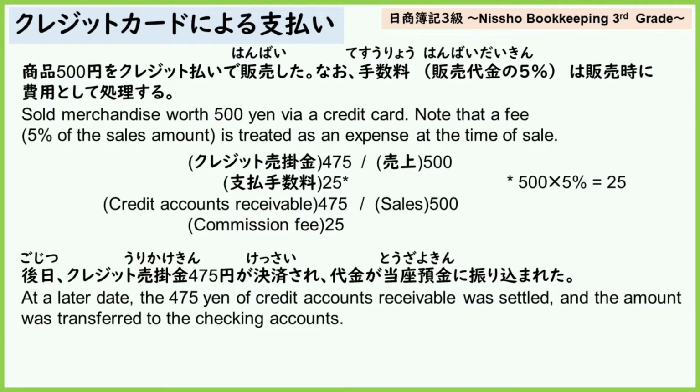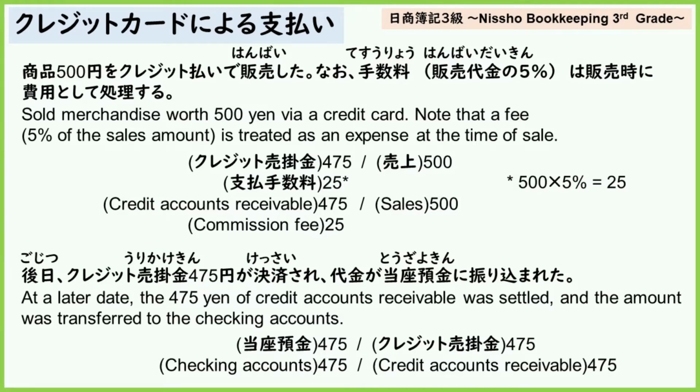At a later date, the 475 yen of credit accounts receivable was settled, and the amount was transferred to the checking accounts. The journal entry is as follows. Debit, checking accounts 475. Credit, credit accounts receivable 475. Since the right to receive credit accounts receivable expires, we will record a credit to credit accounts receivable.